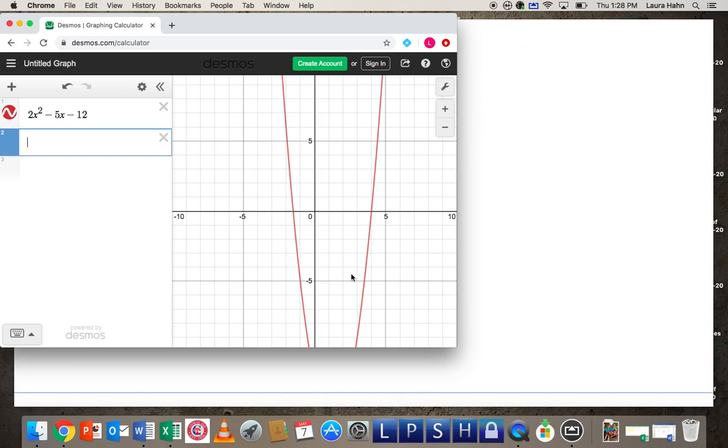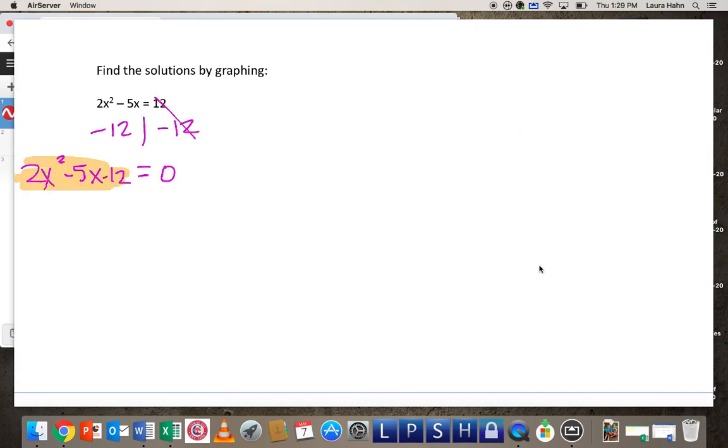So we're finding the solutions. We're finding the x-intercepts. So here's my x-axis, and I can look where it crosses the x. It crosses here, so I'm going to click on that. So I know it crosses at negative 1.5, but it also crosses over here, so I'm going to click on this as well. It crosses at 4. So I know I have two answers because it crosses the x-axis twice, negative 1.5, and it also crosses at 4.